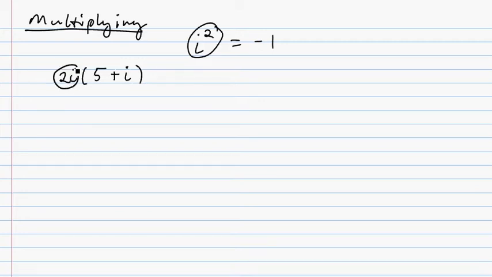Here we have one chunk that can be distributed to the binomial there. So 2i times 5 is 10i, and 2i times i is 2i squared. Now this is what I'm talking about. The i squared is actually negative 1. So I should rewrite this 10i plus negative 2.